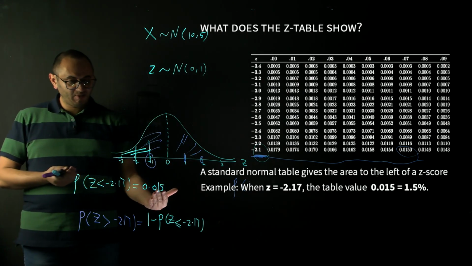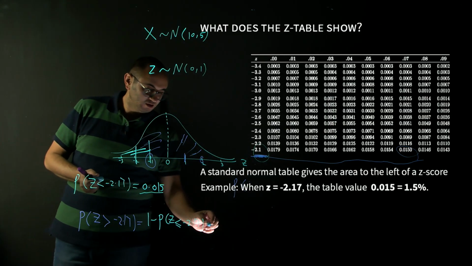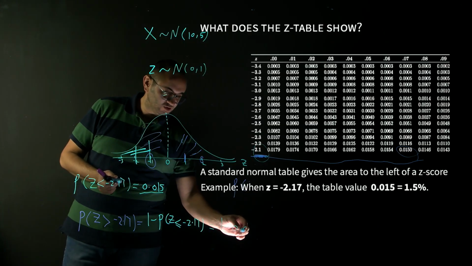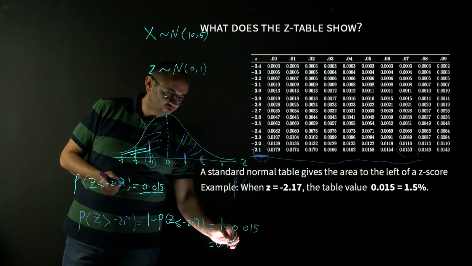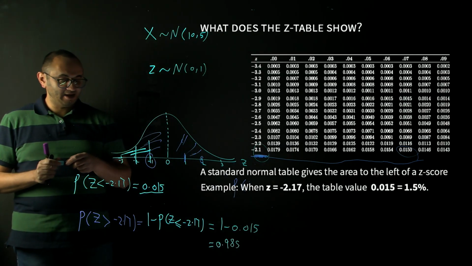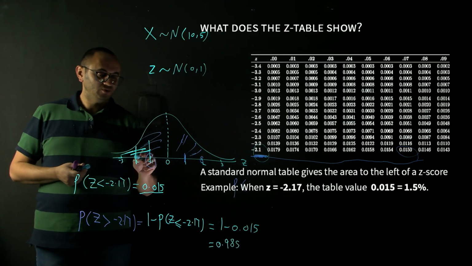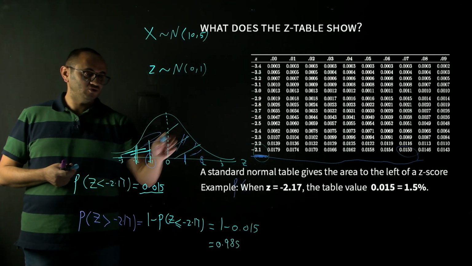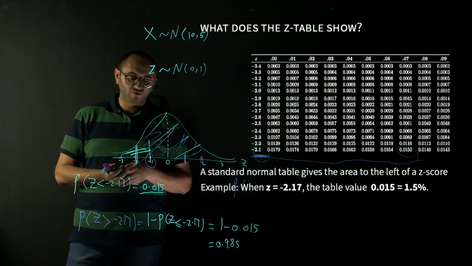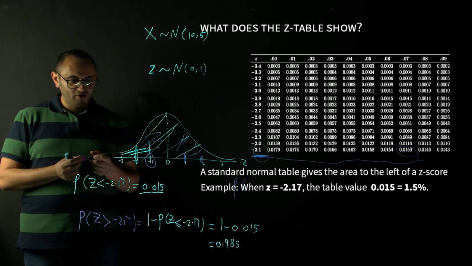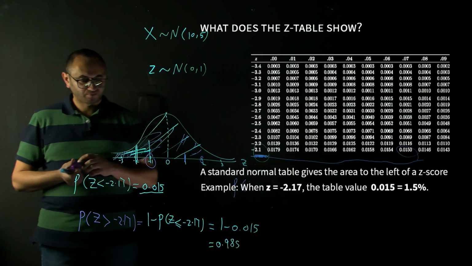All right, so the area above equals 1 minus the area below, and the area below from the table is 0.015. So the answer is 1 minus 0.015, which is 0.985. So this is the area above negative 2.17. And as you see here, negative 2.17 is here. So it's a very large probability, about 98.5%. But the area below negative 2.17 is a small area here, right? Okay.